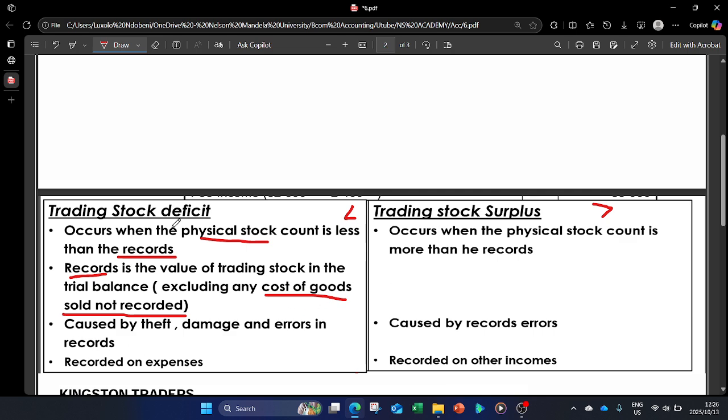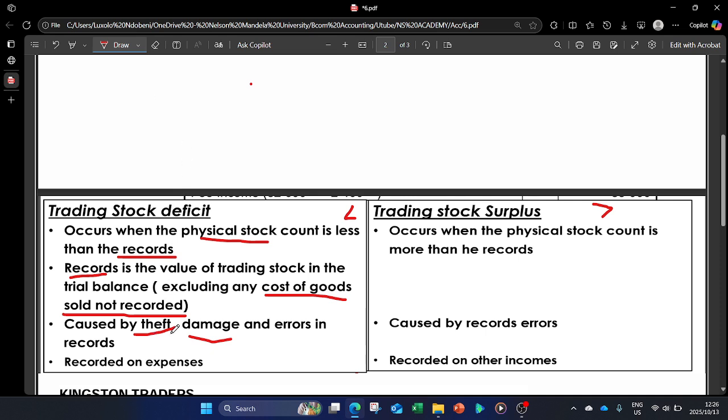So what causes the deficit? It is caused by theft, damage, and errors in records, because in a deficit, the physical stock count is less than the records. Let's say we recorded inventory of 10 rand, but at the end of the year, on the last day of the year, one of the staff at the warehouse stole maybe two goods. Then when that person is counting, the value of goods will be less than the records, which are the ones in the trial balance, the ones that were recorded throughout the year.